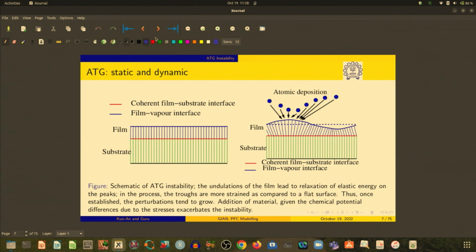Is there a difference in mechanism in static, where the adatom goes from the trough to the surface, than in dynamic ATG, or is it the same mechanism? The driving force is the same, it is the chemical potential difference. But if you have static, then you have to transport material from one part of the film to another part. That can happen in many different ways. It can be bulk diffusion, it can be surface diffusion, it can even be evaporation, condensation, or dissolution, deposition.